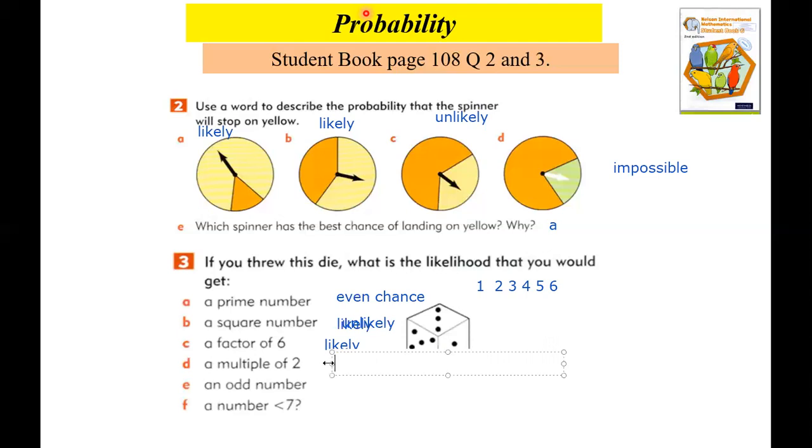A multiple of 2. So multiples of 2 are 2, 4, and 6. So again, even chance. An odd number. Odd numbers are 1, 3, 5. Again, even chance. And a number less than 7. So it is certain. Okay, so I hope you understood now how to describe the probability of an event.